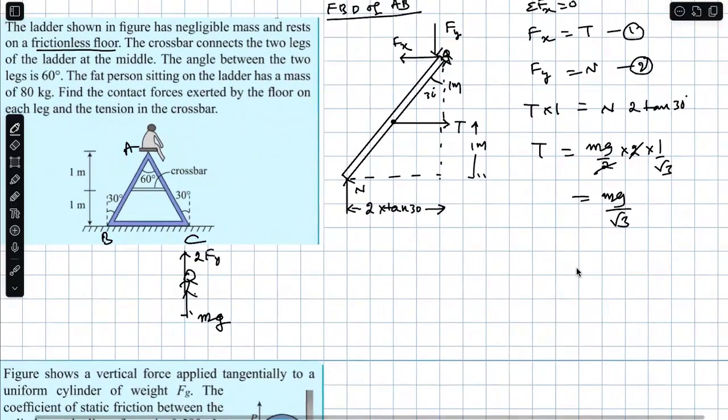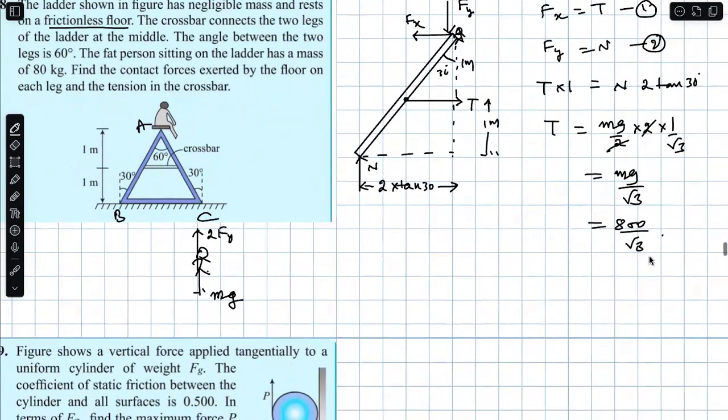What is his mass? 80 kgs. So the tension is 800 by root 3. That's all. You want only tension, na? Oh, you want normal reaction. Oh, come on here. 2N is mg. N is mg by 2. 400 Newton. Okay, I've done both.